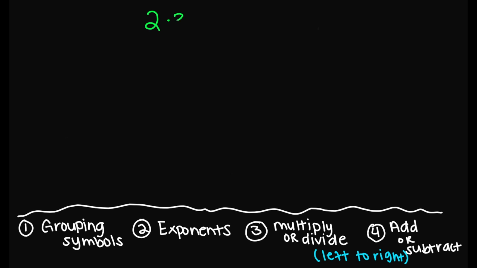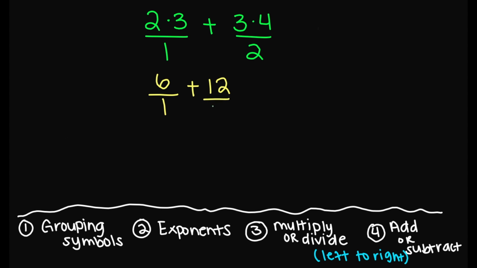2 times 3 in my numerator over 1, and then we'll add 3 times 4 here, and that's going to be over 2. So we're going to go from left to right. I have 2 times 3. This is going to equal 6 over 1 on my left side. And then my right side, we have 3 times 4. This is going to equal 12, and that's going to be over 2.